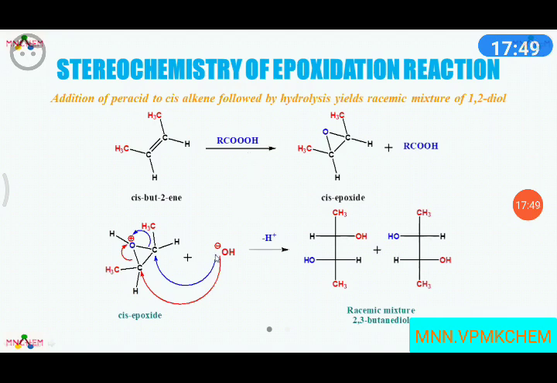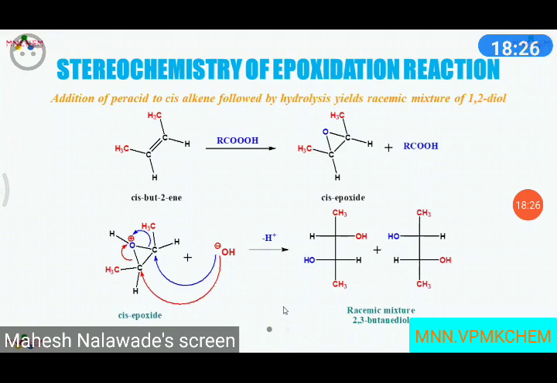There are two possibilities of addition of OH from the opposite direction of the epoxide face, and as shown with the blue and the red color arrows, we'll get a mixture of products. It's called racemic mixture of 2,3-butanediol. So when epoxidation of cis-2-butene is carried out, which on further acid hydrolysis yields racemic mixture of 2,3-butanediol.